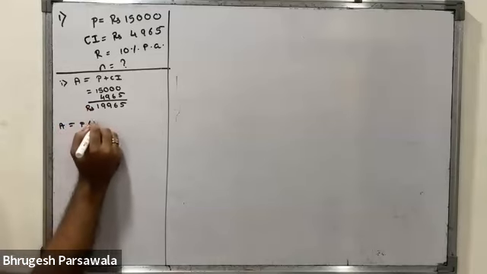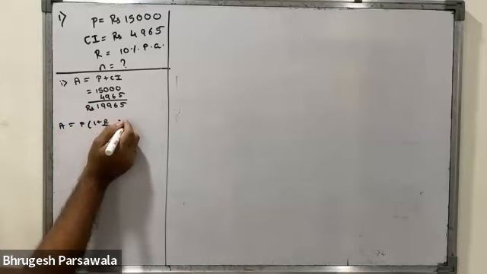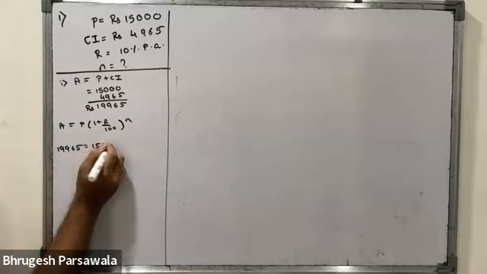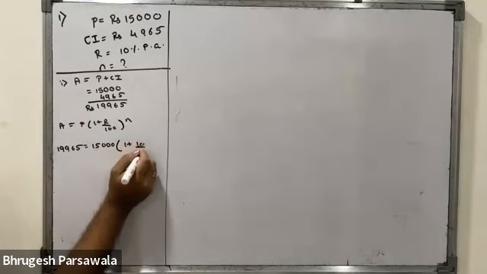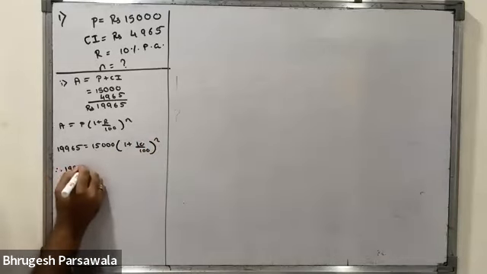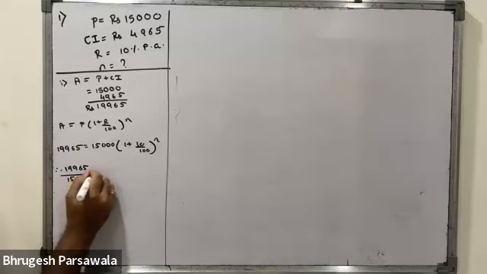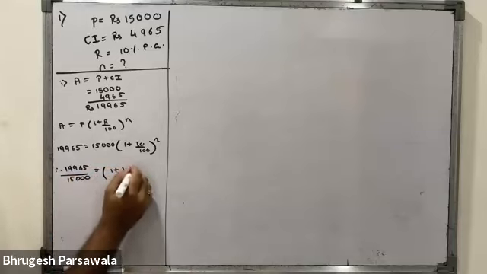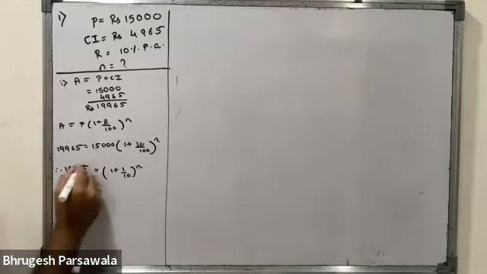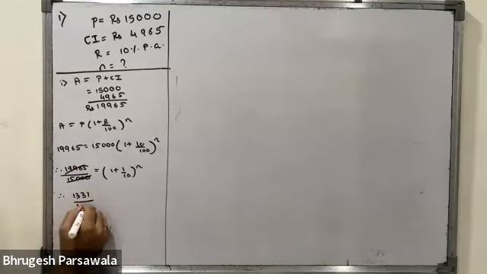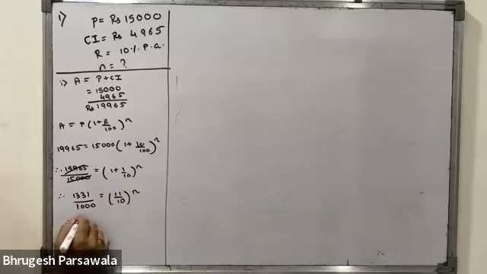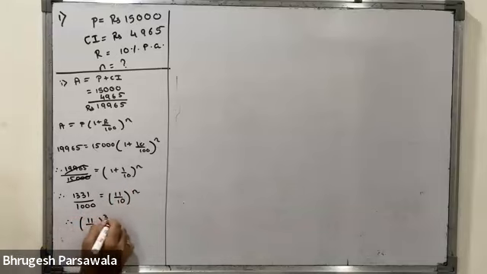Amount is equal to principal into 1 plus R upon 100 raised to N. 19965 equals 15,000 into 1 plus R upon 100 raised to N. 19965 upon 15,000 equals 1 plus 1 upon 10 raised to n. Divide by 15, beta, you get 1331 and 1000, which is 10 plus 1, 11 upon 10 raised to n. This is nothing but 11 by 10 raised to 3.